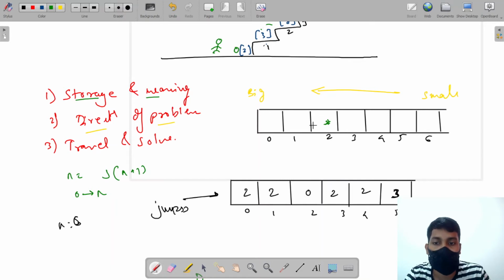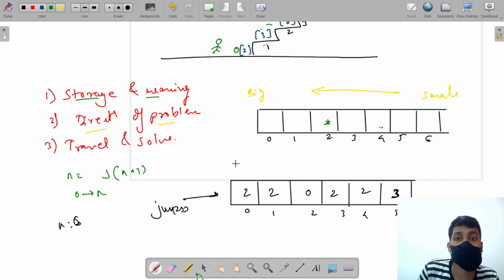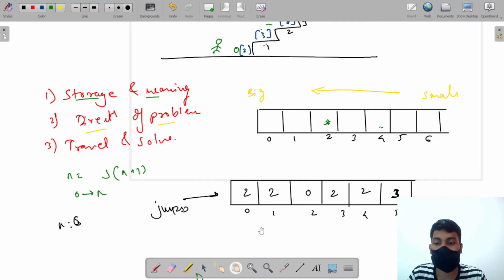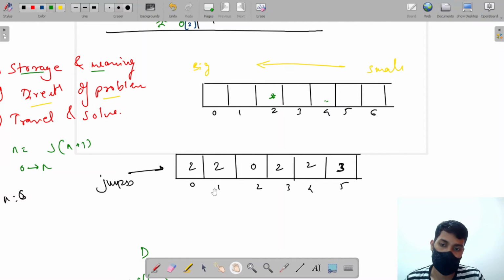That means to reach from 2 to 6, the number of all the paths is stored here. To reach from 4 to 6, all the paths are stored at 4. So I hope this is clear to you all, what we are going to store, what is the meaning of this storage.